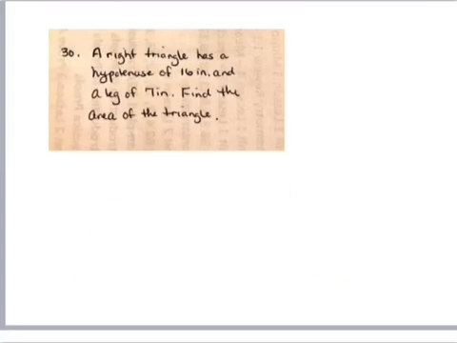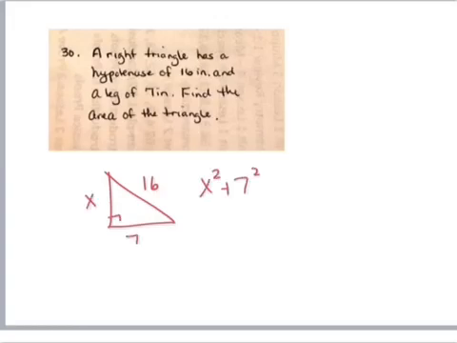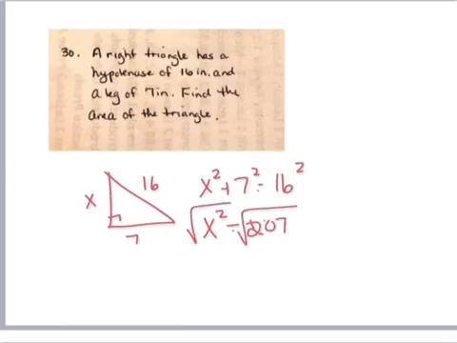Our last problem asks us to find the area of a right triangle if the hypotenuse is 16 and one of the legs is 7. So then I'm going to use the Pythagorean theorem and solve for x. If I do 16 squared minus 7 squared, I get 207. And then take the square root of that, I get 14.4.